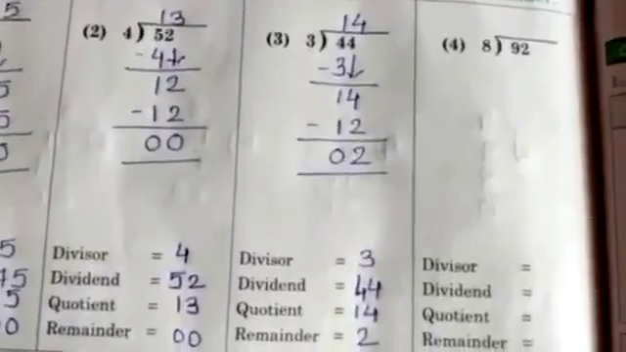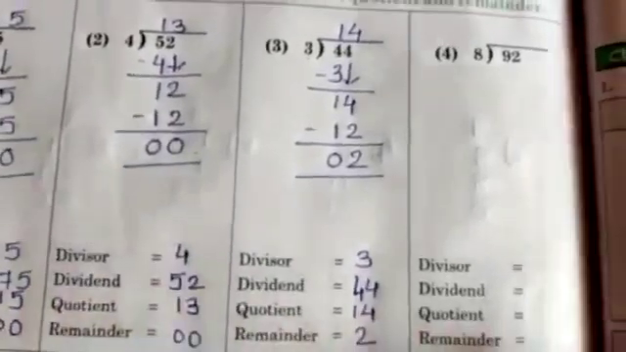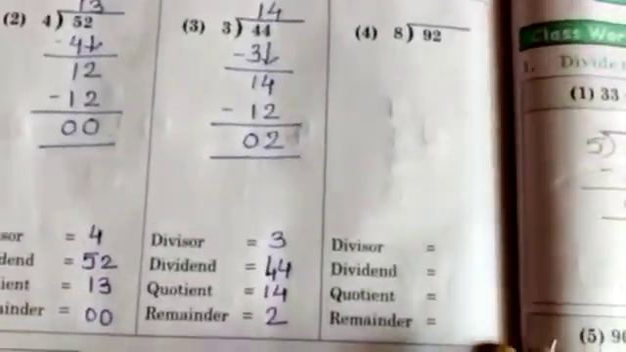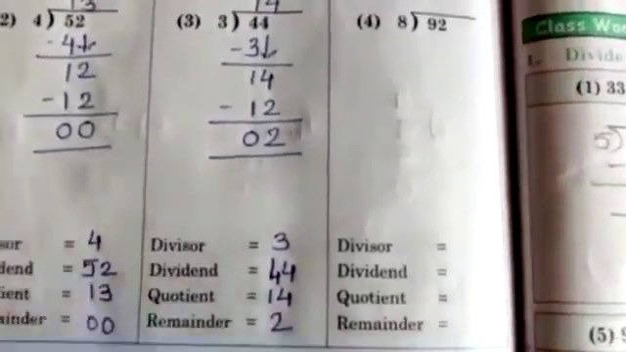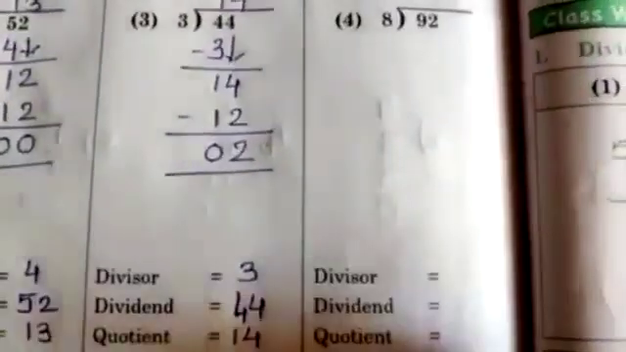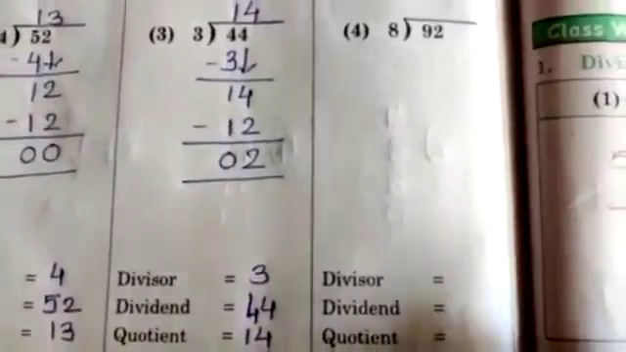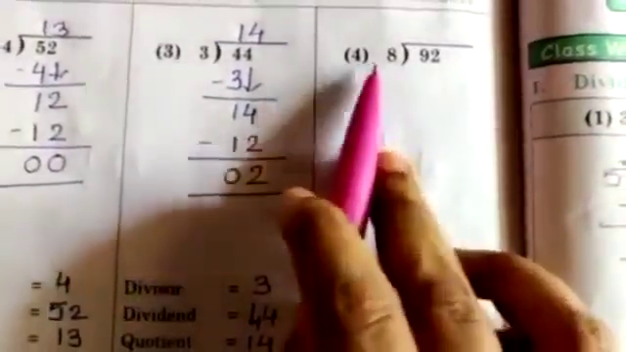Is that clear? Now next, fourth one is 92 divided by 8.